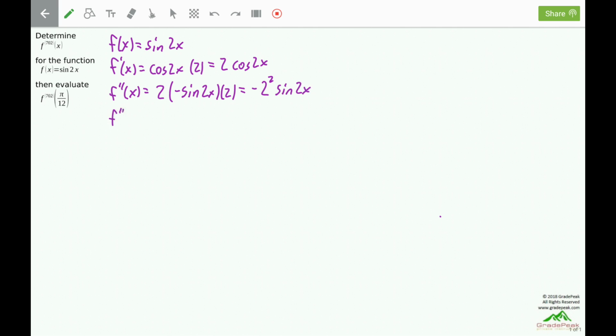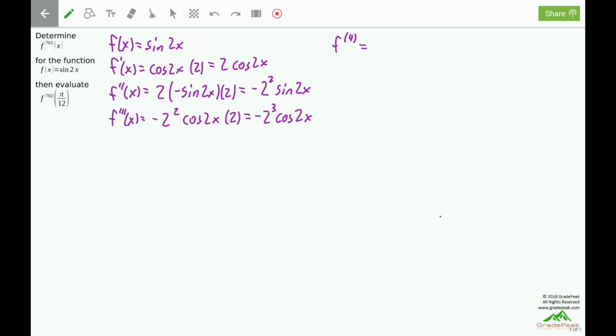The third derivative will be the negative 2 squared comes along. With this, the derivative of sine is cosine, leave the inside alone, then multiply by the derivative of the inside to complete the chain rule. So we have negative 2 cubed cosine of 2x.